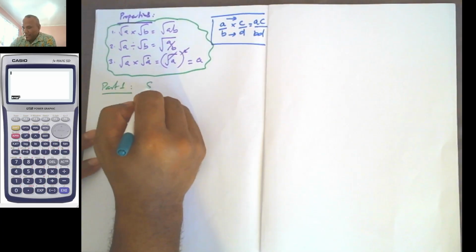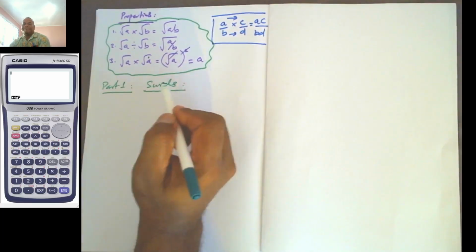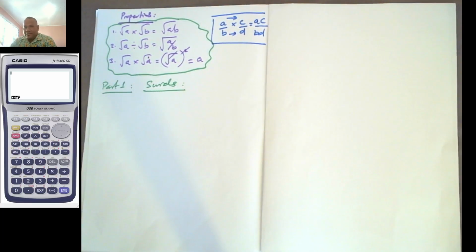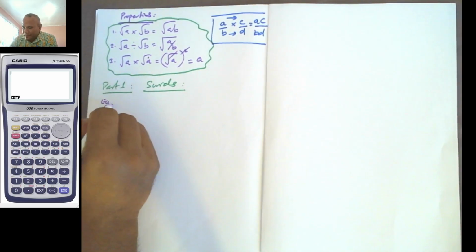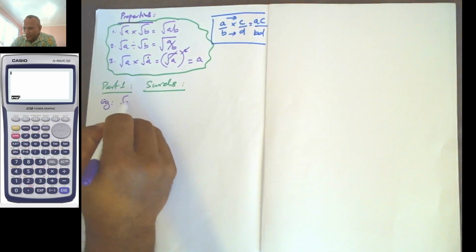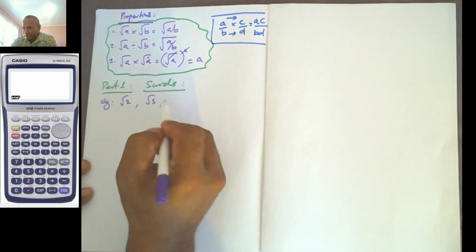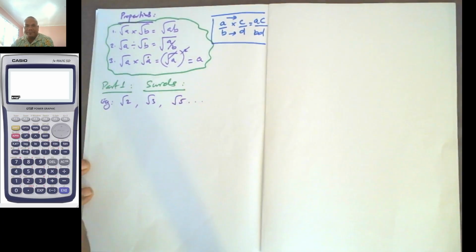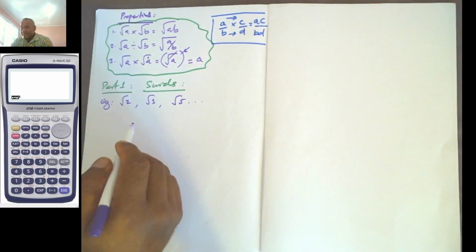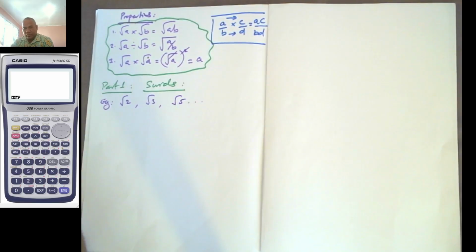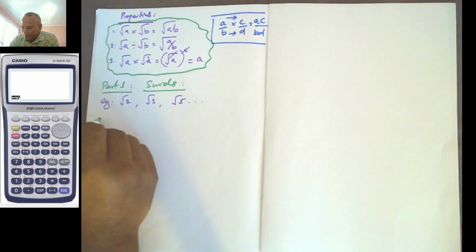Let's define what surds are. A surd is a square root that cannot be simplified into a whole number. Let's look at some examples. Examples are the square root of 2, the square root of 3, the square root of 5, and it goes on. These stay in square root form. We cannot convert these numbers into a whole number. So these are called surds. Let's look at part 2.